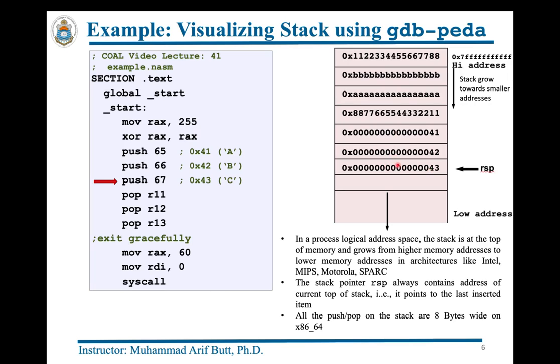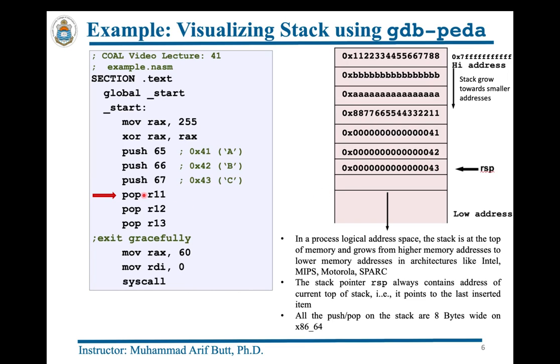Also note that these 3 values 65, 66, 67 are the ASCII codes of capital alphabets A, B and C. Although single byte, however, every push will place a value of 8 bytes or 64 bits on the stack. Well, finally, these are the 3 pop instructions, and each pop instruction will pop an 8-byte value from the top of the stack where our RSP is pointing, and will remove these values and place them in appropriate registers.